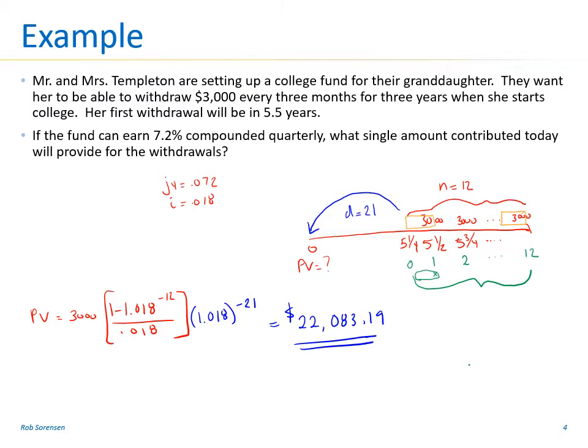Always, always, always remember, with annuities, it's periods that count more than payments. The payment can happen at either the beginning or the end, but it's the periods that count when we're counting things. All right.